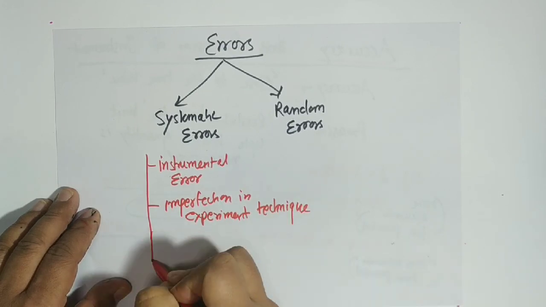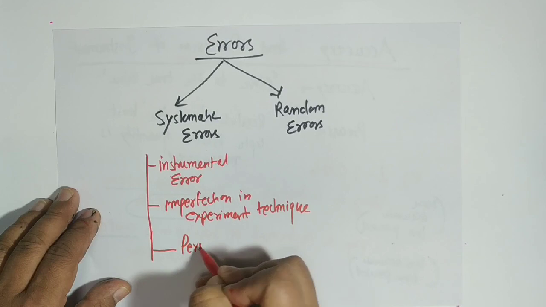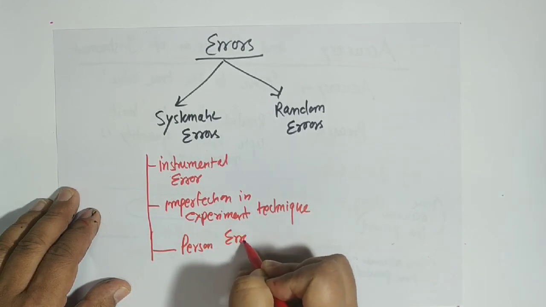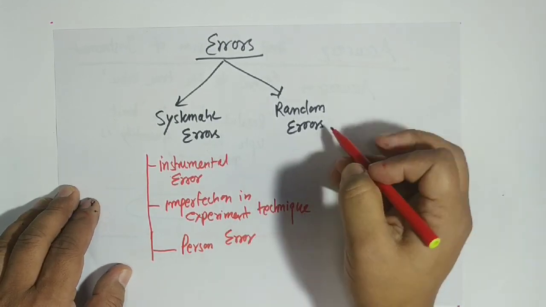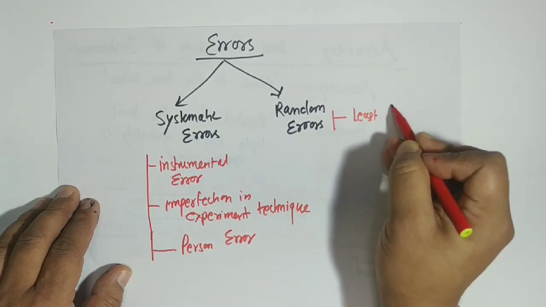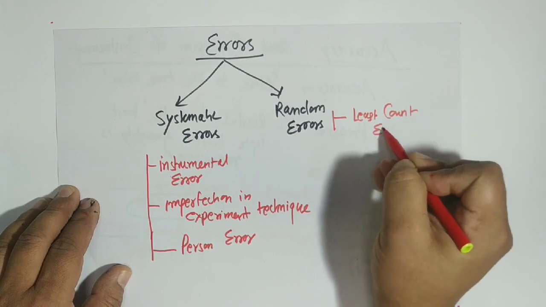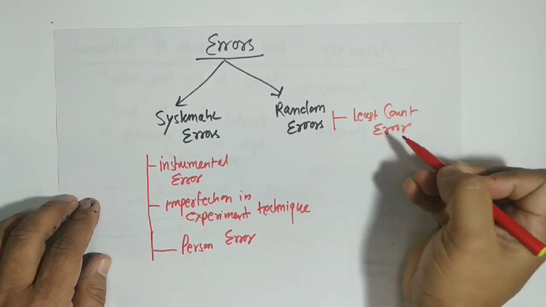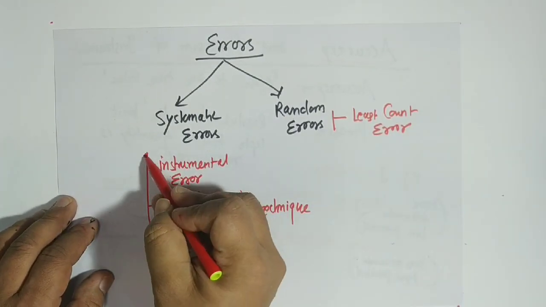Okay. And the third one is personal error, carelessness, that is personal error. And in random error you have one, least count error. So these are the classifications. First is what? Instrumental error.